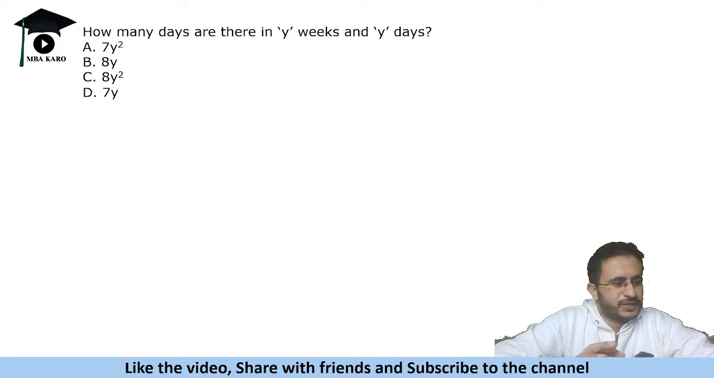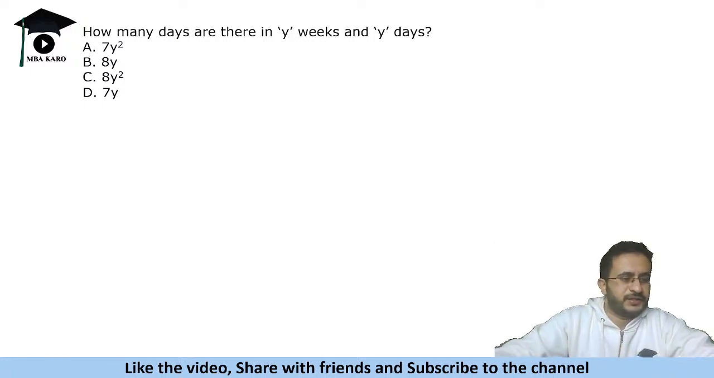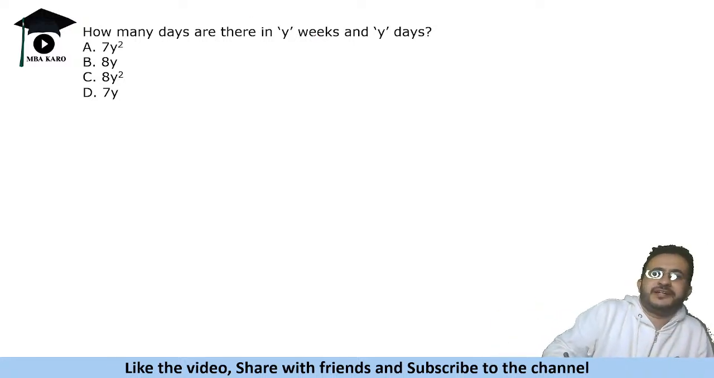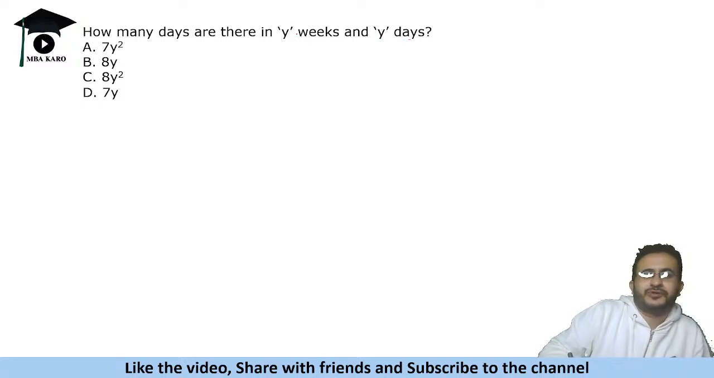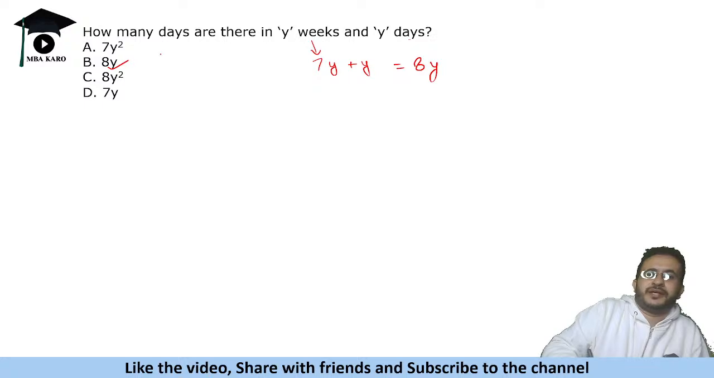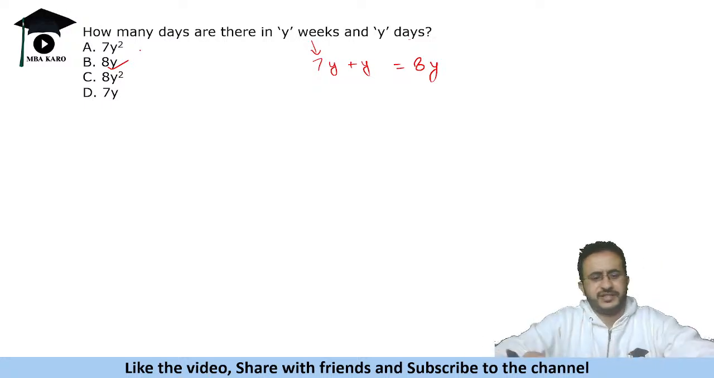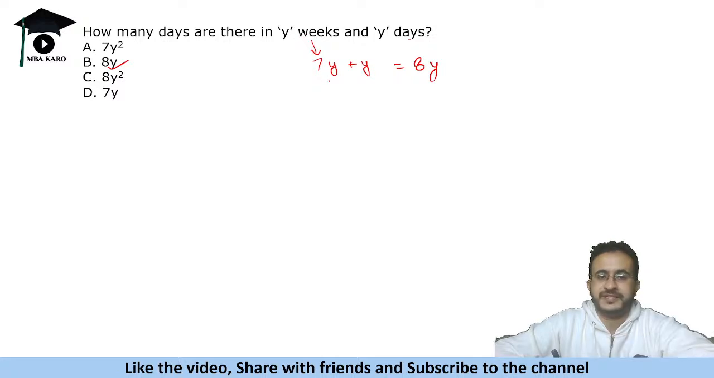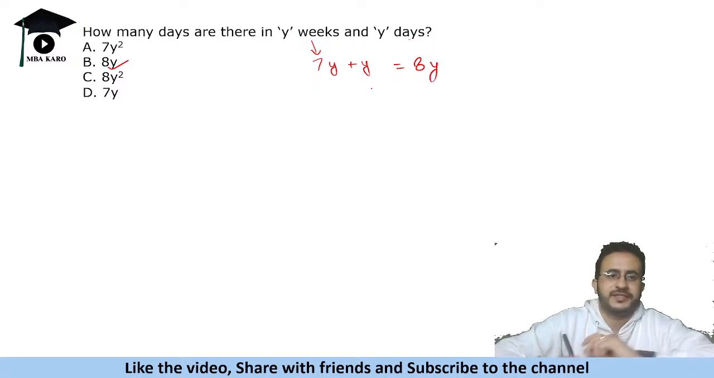Okay, so this is an easy question. Let's see how many. Okay, so a lot of you are answering it correctly. How many days are there in Y weeks and Y days? Some people will take 7Y and plus Y. You have to add those days. Y weeks means 7Y days, and Y days extra you add, that is 8Y days. Do not multiply. These are some common types.